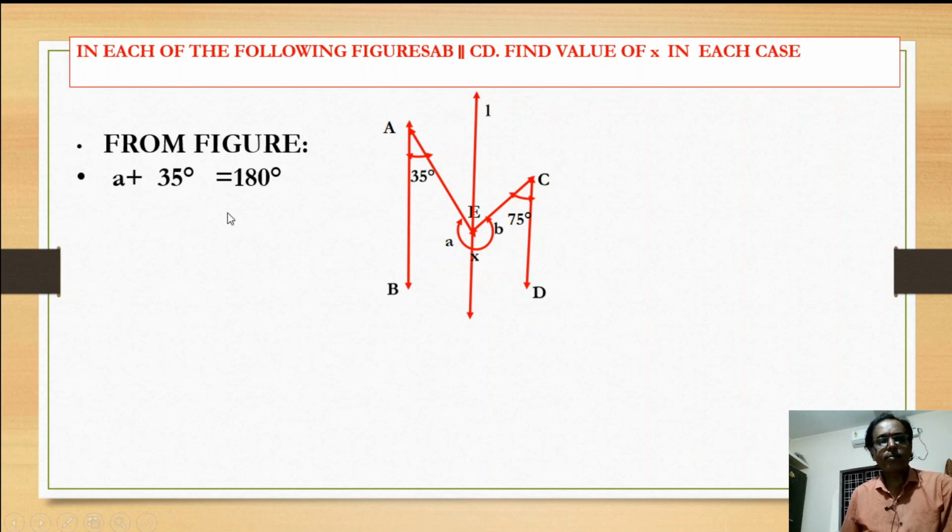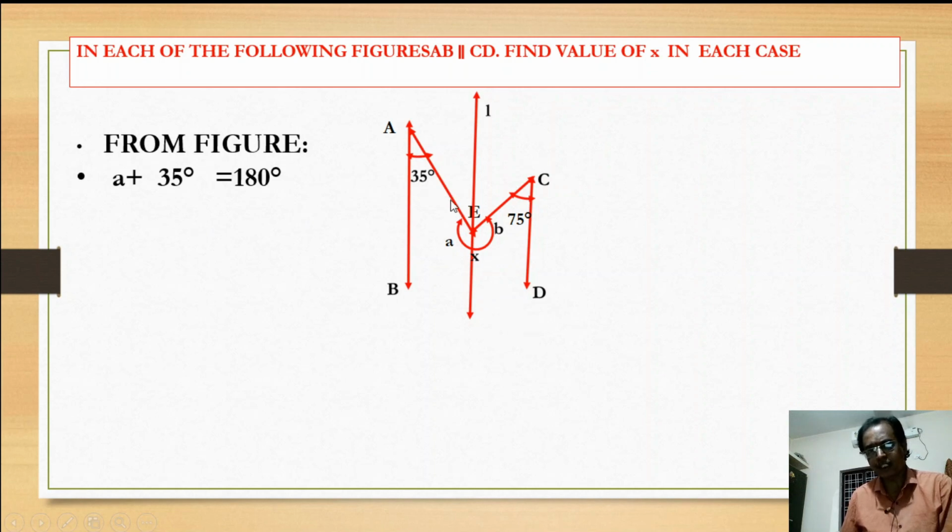So from the figure A plus 35 is equal to 180 degrees. So see children, while doing these sums you have to draw this diagram in your answer sheet also, or your notebook. Okay, without drawing the figure you can't do the sum. That's why you must draw the figures neatly. So now here from the figure we get A plus 35 is equal to 180. Why? Here AB is parallel to L.